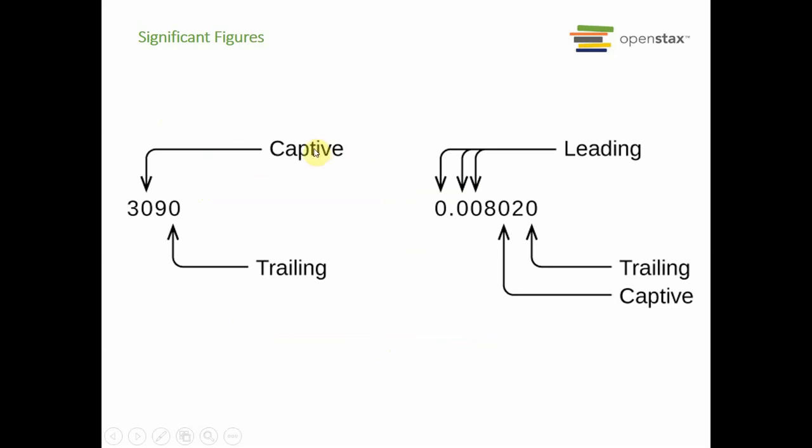Okay, here we go. This 0 is captive. It's between the 3 and the 9. This one is trailing. These are leading, and they're not significant. This one's captive, and this one's trailing.